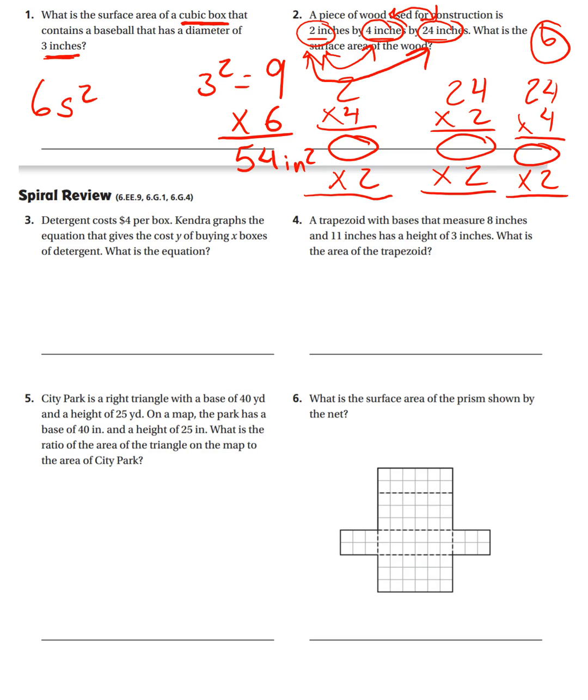Okay, number 3. Detergent costs $4 per box. So $4 times the number of boxes. Kinja graphs the equation that gives the cost y of buying x boxes. What is the... oh, well, I already got the equation. Again, with word problems, start with what you know. So I just started writing as soon as I saw something I knew. $4 per box means $4 times however many boxes you get. So I put 4 times B. I didn't know how many boxes they were going to get yet.